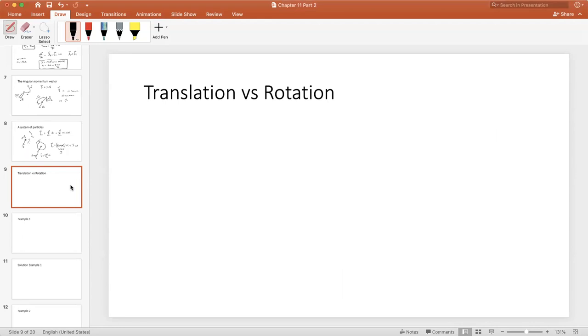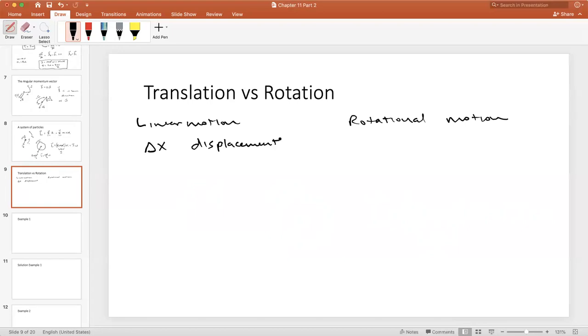While Newton's laws for linear motion look a lot like the mathematical equations for rotation, there are some huge differences you need to know. So let's talk about linear motion versus rotational motion. First of all, we know that in linear motion, we talk about a displacement. I'm writing x here, but x could be y, could be z, any linear motion. In rotational motion, when we talk about a displacement, we talk about a change in angle.